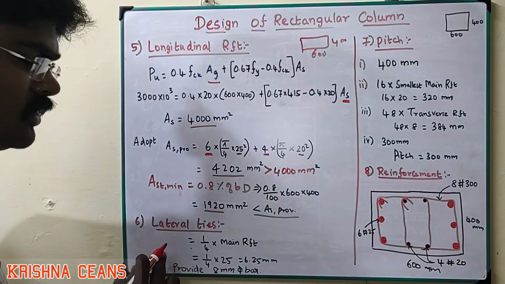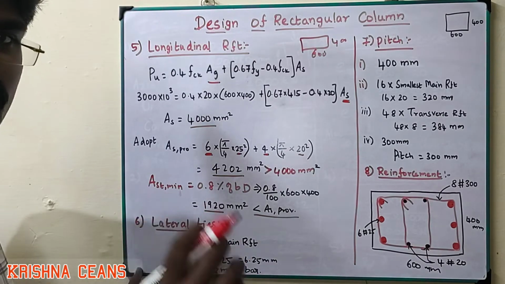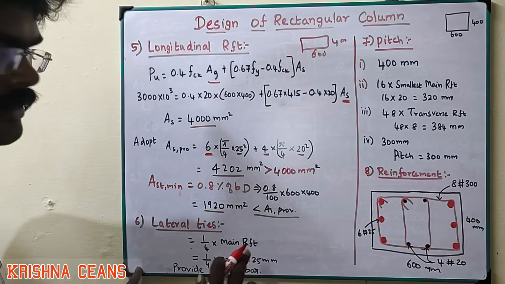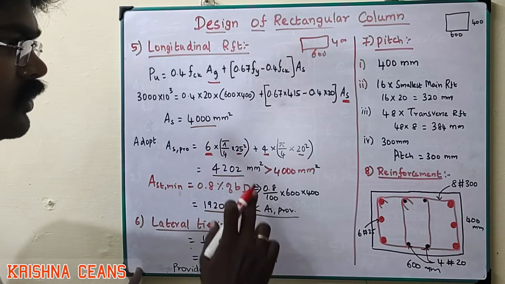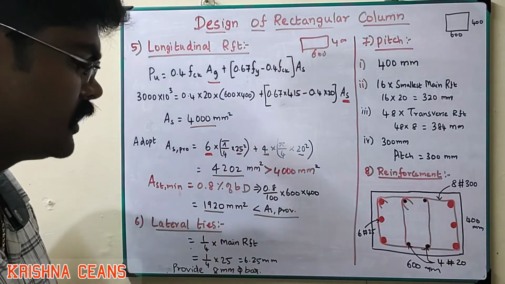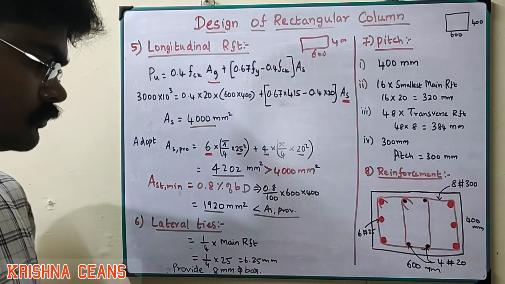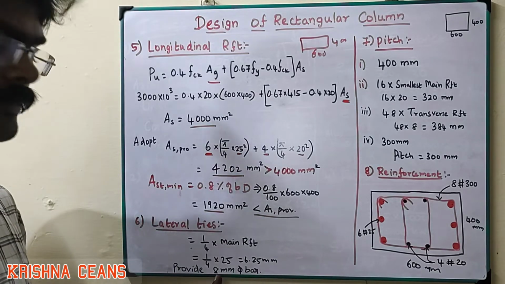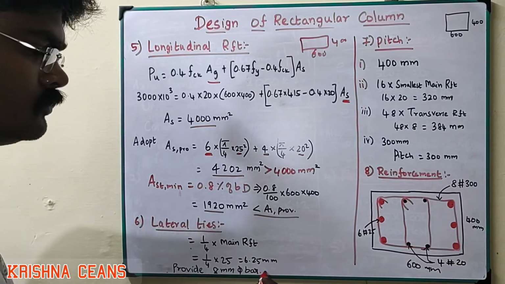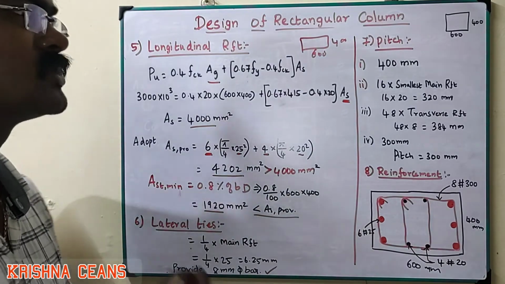Next we have to find the lateral ties. The tie diameter should not be less than 1/4 of the main reinforcement. We are using 25 mm as well as 20 mm; we apply the greater, 25, so 1/4 of 25 is 6.25 mm. So we provide 8 mm dia bars. Next we have to find the spacing, that is the pitch.